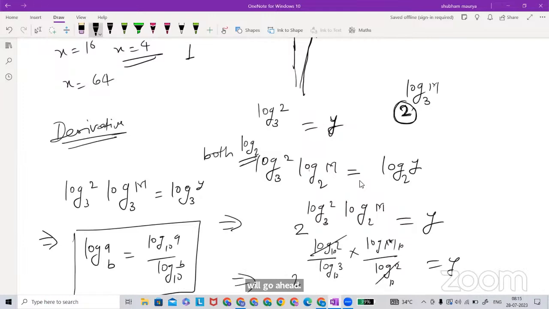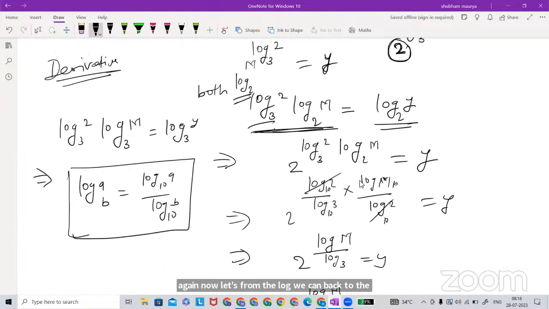No, this is m, no? We forgot m. This is m. So once we take the log with base 2, this power will go to multiplication, and now this is in the multiplication. So again, from the log we can go back to the exponential. I just went back to the exponential.